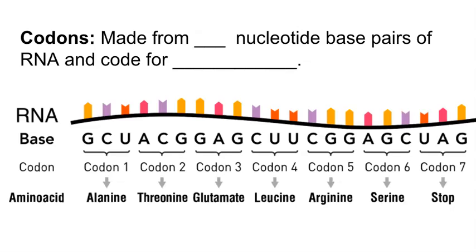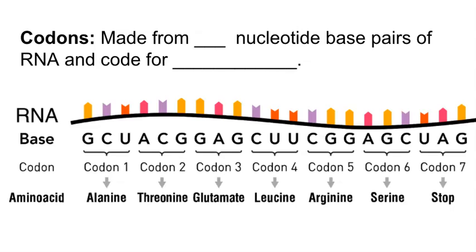If you said that codons are made from 3 nucleotide base pairs of RNA and code for amino acids, you would be correct. As you can see, there are 7 different codons here in this image, and they each code for a different amino acid. That is, except for the stop codon, which tells the ribosome to stop creating the amino acid chain.